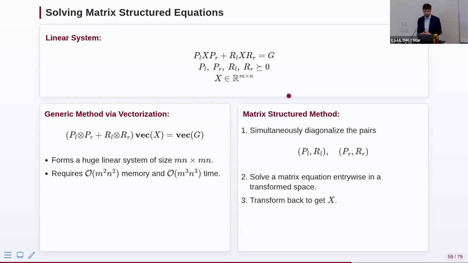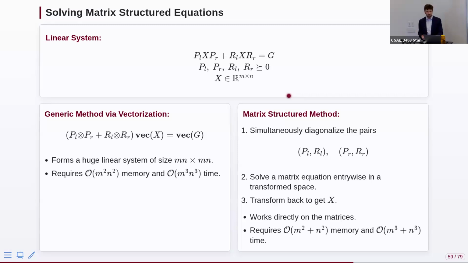On the other hand, if you treat it as a matrix equation, we show that you can simultaneously diagonalize the left factors and the right factors, do some transformation in those bases, and then back out the solve. You can actually do this very effectively, and this ends up working directly on the matrices. And that procedure is an hour talk.